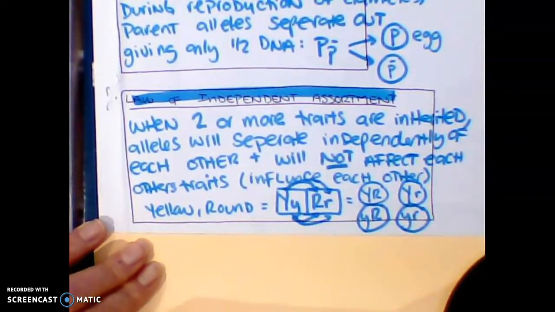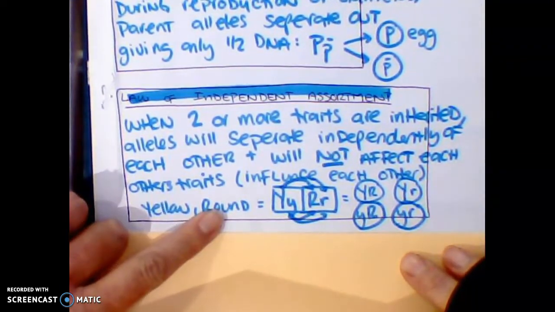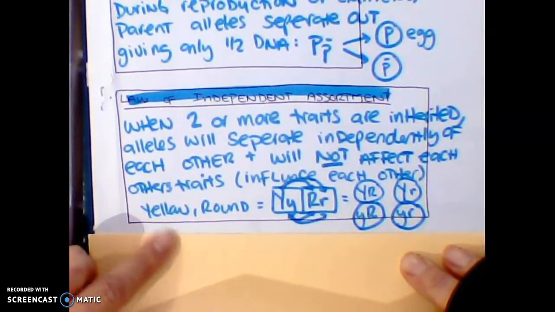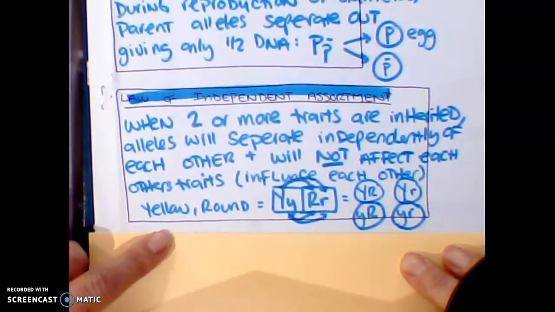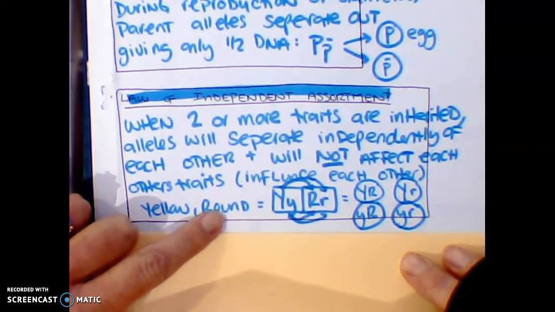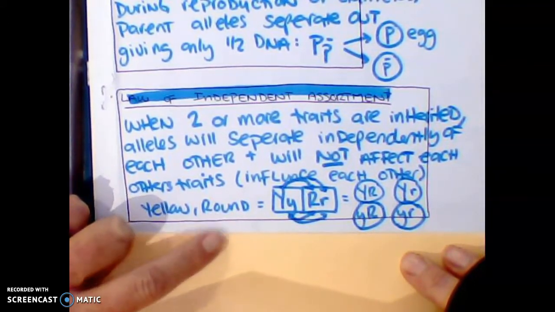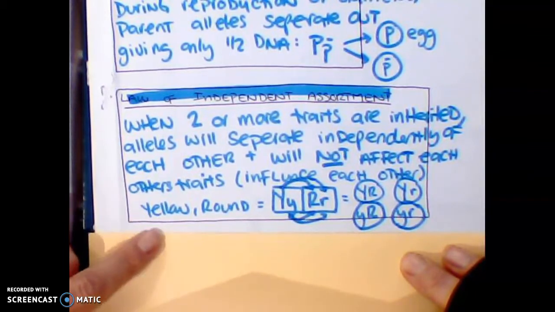So please write this down. Law of independent assortment: when 2 or more traits are inherited, alleles will separate independently of each other, which means that they will not affect each other's traits, aka influence each other. So yellow will not influence round. Green will not influence wrinkled. Yellow will only influence the other color, which is green. And the round will only influence the other trait, which is wrinkled, because round is dominant and wrinkled is recessive. Yellow is dominant, green is recessive.